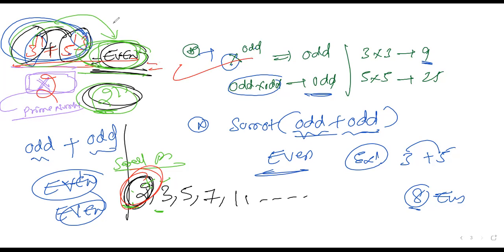Here, what is the concept? Simple. The product of odd numbers is an odd number. The sum of odd numbers is an even number. These are the two logics I used. I hope it's very clear.